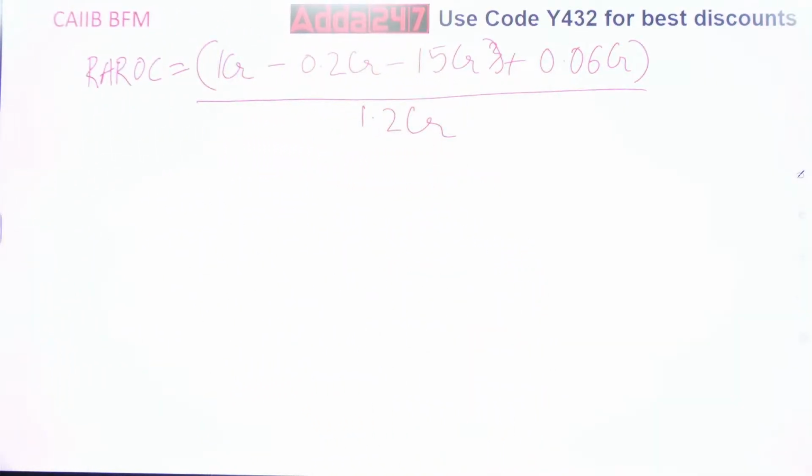Let me check if there is some problem over here. 1 CR minus 15 CR is what? Expected loss. One second. What have we done?